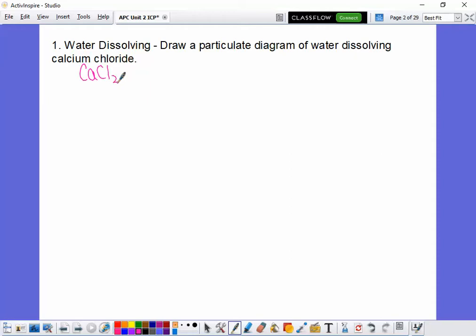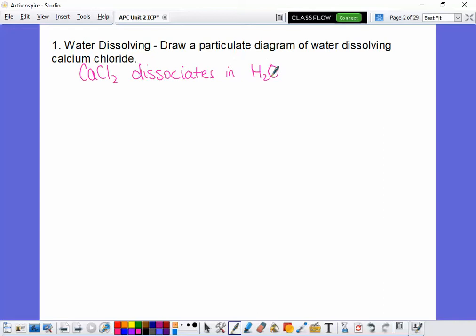When an ionic compound dissolves in water, what does it do? It splits into ions. It breaks up into its ions. What is that called? Dissociation. And it's not "disassociate," it's just "dissociate." Okay? So ionic compounds will dissociate in water.